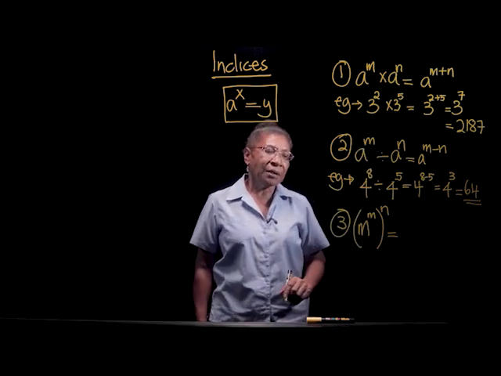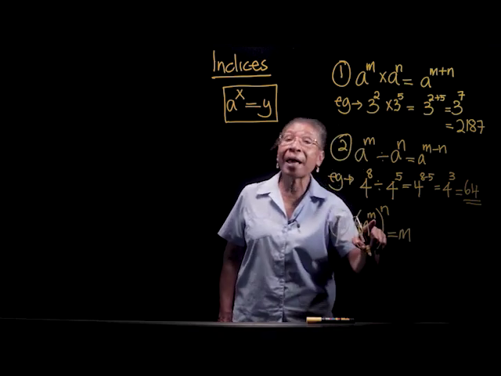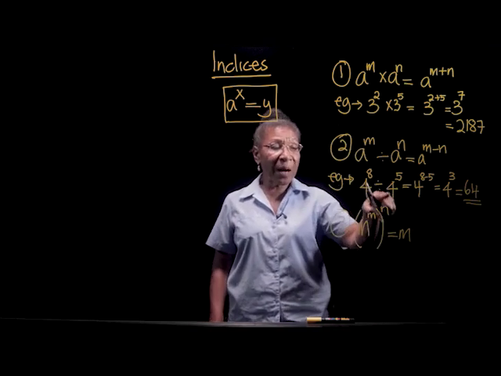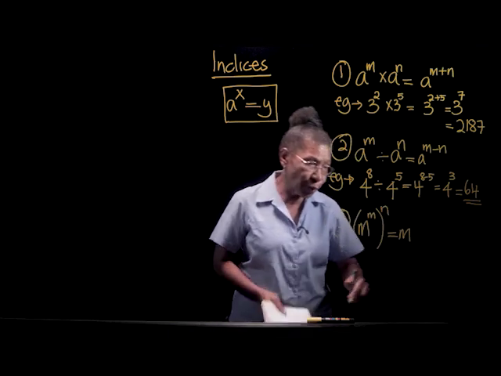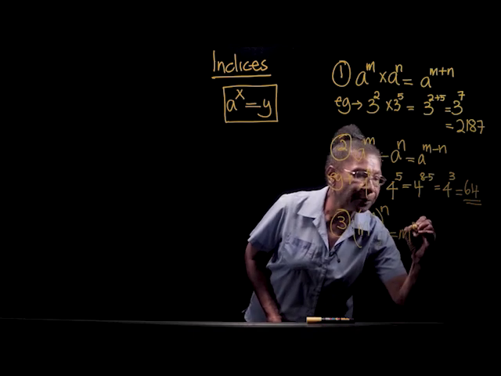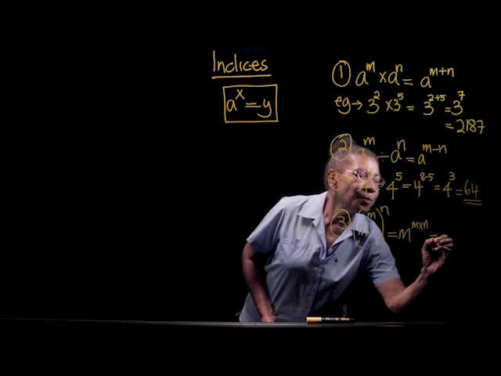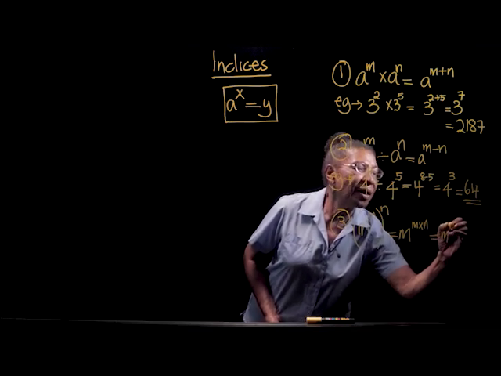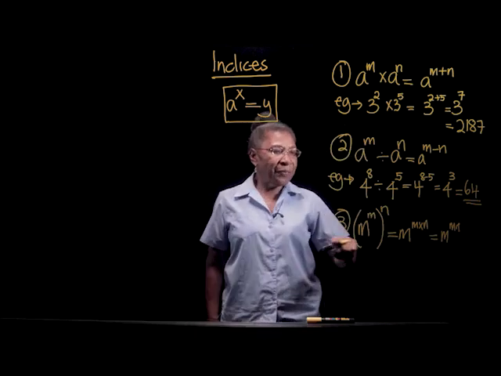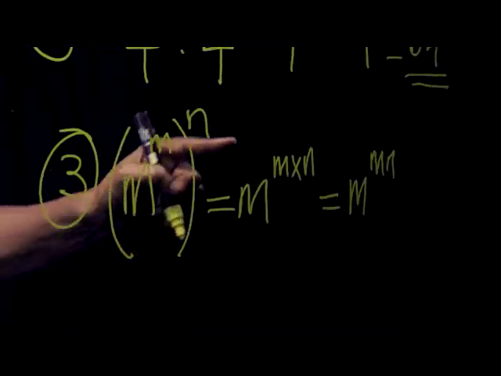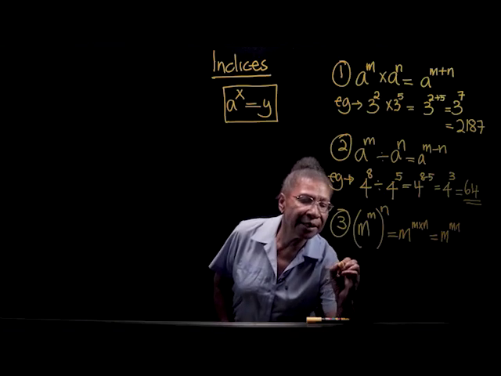In the third, the law gives us that if we have a raised to the power of m, all of that to the power of n, it simply means you just keep the base, and what do you do with the powers? You multiply. And that would give you a raised to the power of mn. Note, if there is no multiplication sign on pronumerals, it means multiplication. Let's look at an example.